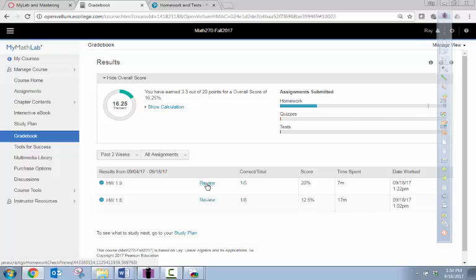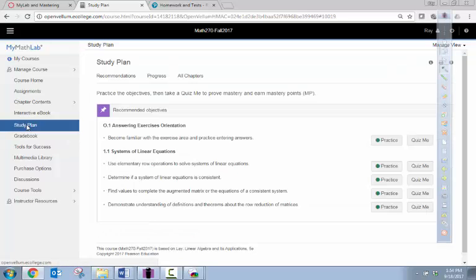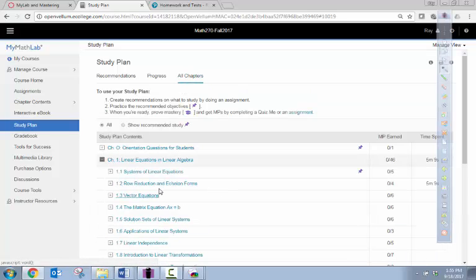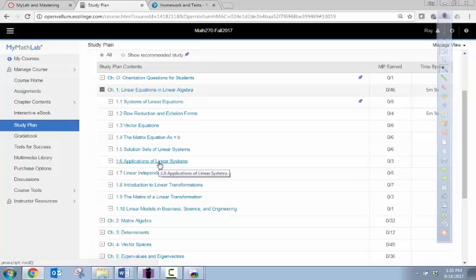Oh, the study plan. I think it's the same. Yeah, so basically it's just practicing the problems that are similar to homework. So you can go to the study plan. Make sure you go to all chapters because it doesn't show anything here when you click on it first. You go to all chapters and then chapter 1, and then here's a list of the types of questions you can do. All right? So when I see you guys, we'll have a test. See you guys on Wednesday.